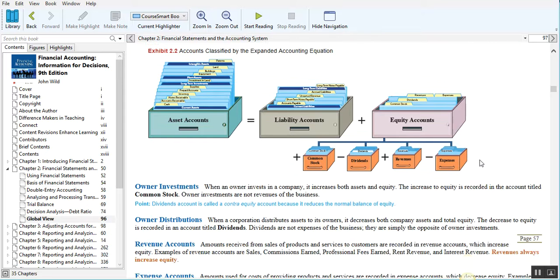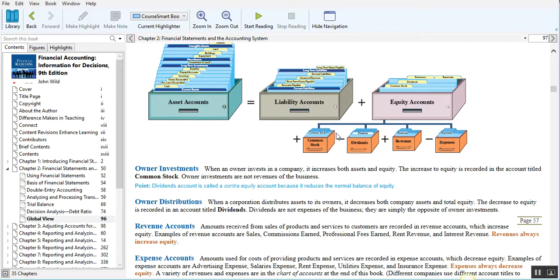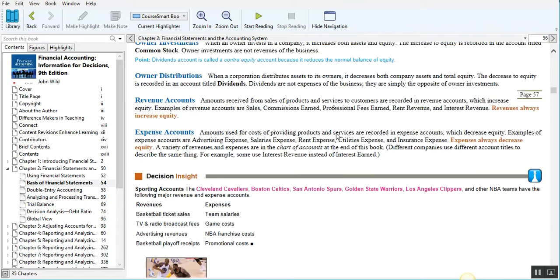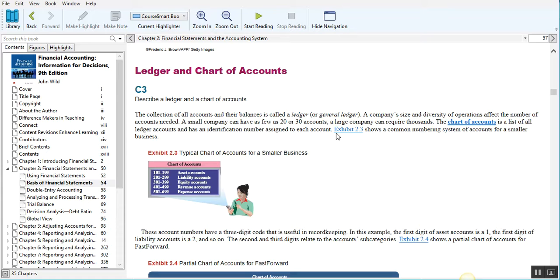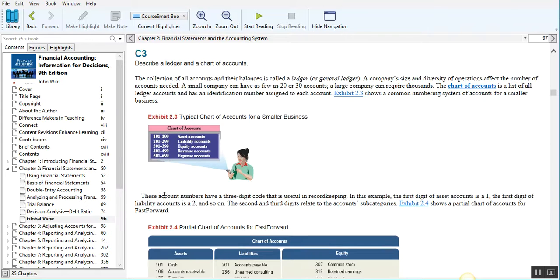So here you see an expanded version of that earlier diagram of the accounting equation with all of the accounts, and then they describe those here. So when we talk about keeping track of accounts, we need to set up a basic chart of accounts to identify which accounts we're using and which ones we have. We do that systematically by using these numbers to indicate which kind of accounts they are. So we have asset accounts, liability, equity, revenue, and expense accounts.